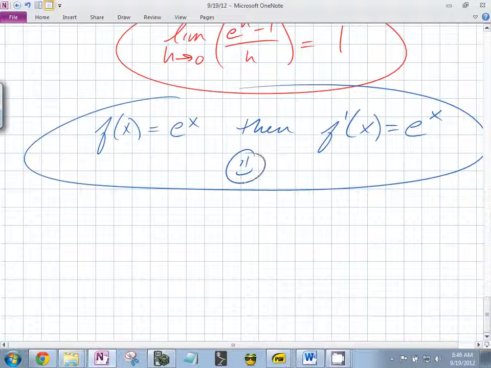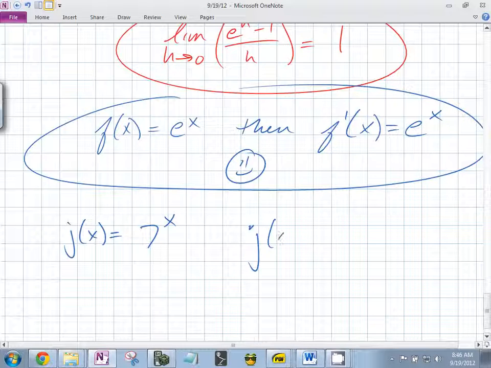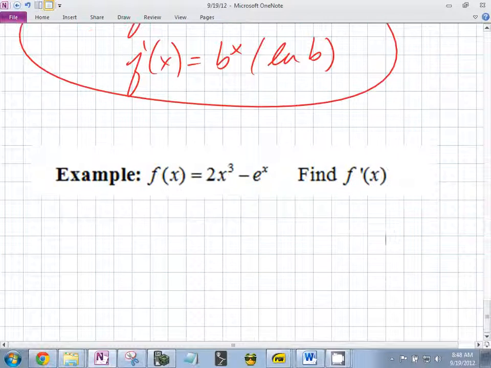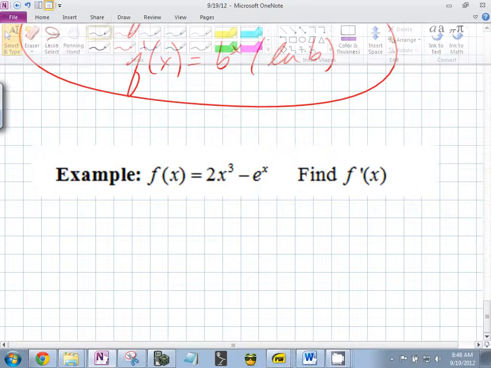But what does it still not help us answer? B to the x. More generally speaking, what happens if I gave you j of x is equal to 7 to the x? You now know that j prime of x is going to be 7 to the x times something. Now you could flounder around polynomial. No, x can't be in a power for it to be a polynomial. But can you find the derivative of this?